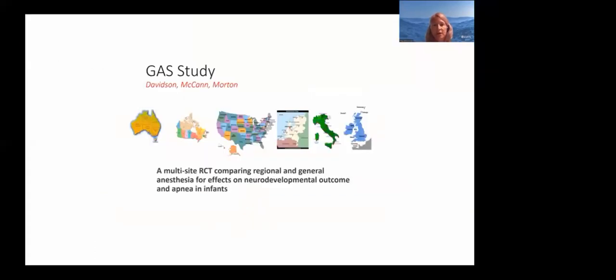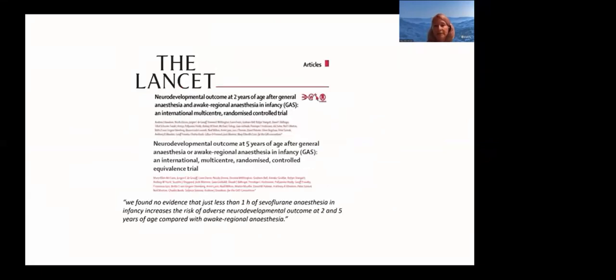So I'd like to start off by telling you a little bit about the GAS study. This was a multi-site randomized controlled trial comparing regional and general anesthesia on the effects on neurodevelopmental outcome in infants less than 60 postmenstrual weeks in age undergoing hernia repair. We enrolled 722 patients in 7 countries in 28 hospitals. Patients were randomized to receive either awake regional anesthesia with bupivacaine or general anesthesia with sevoflurane.